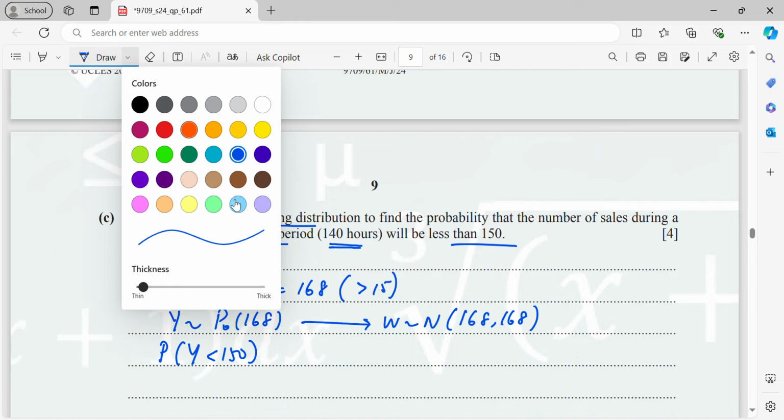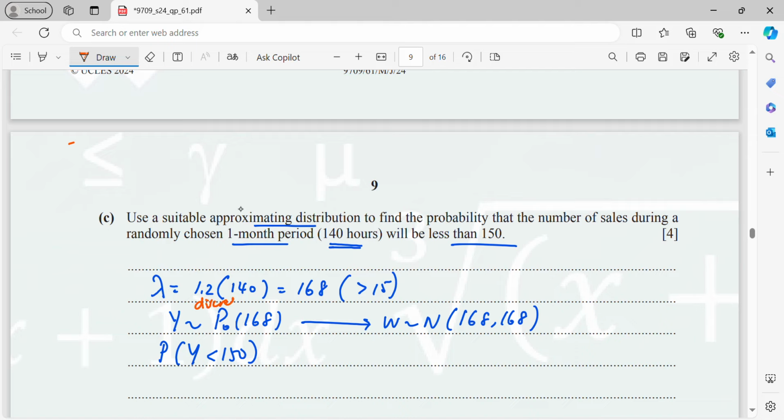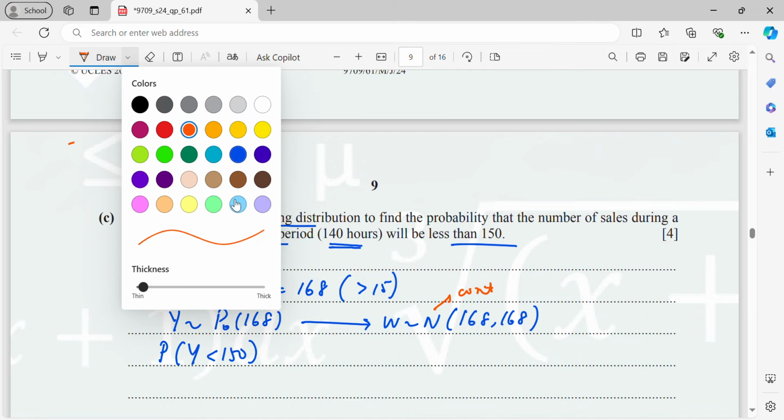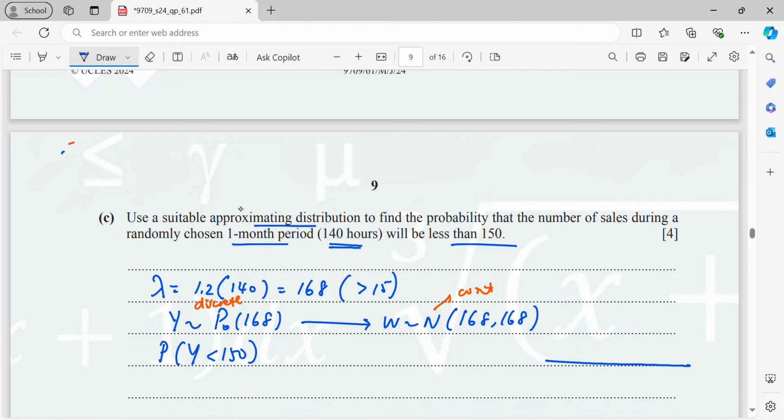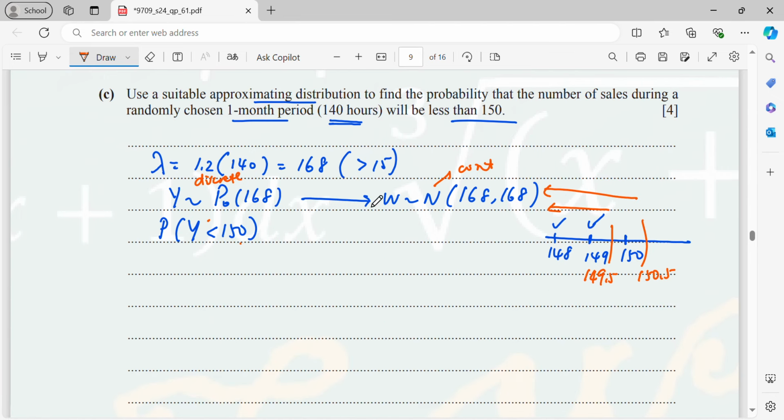Now remember, Poisson is discrete and the normal is continuous. So to change from discrete to continuous, you need to consider the continuity correction factor. Less than 150 means 149, 148, and so on for Y values. So for the continuity correction, you can plus or minus 0.5 from 150, which gives two choices, either 149.5 or 150.5. Since this is less than, meaning towards the left side, to include the 149 tick, I have to choose 149.5.